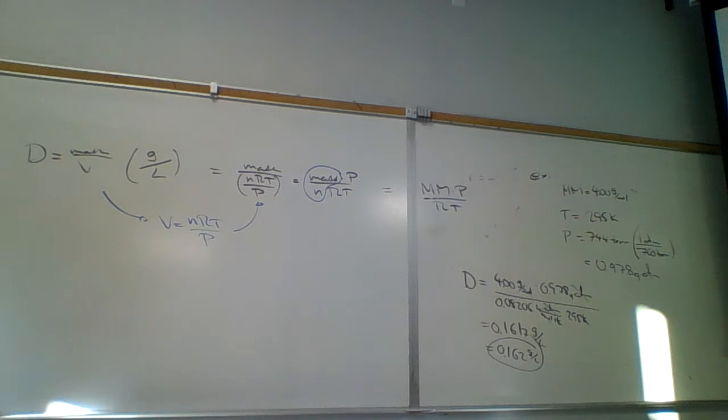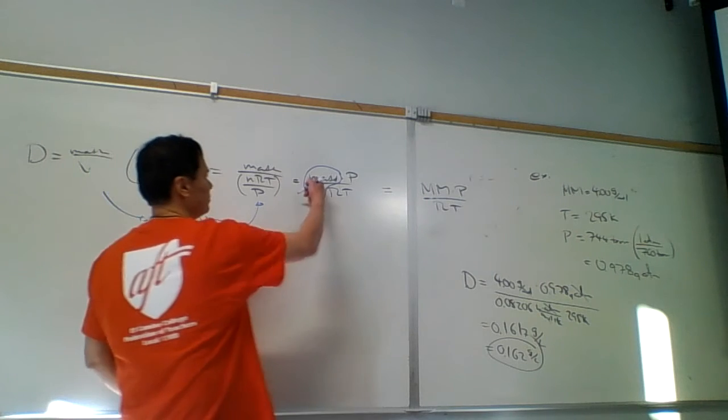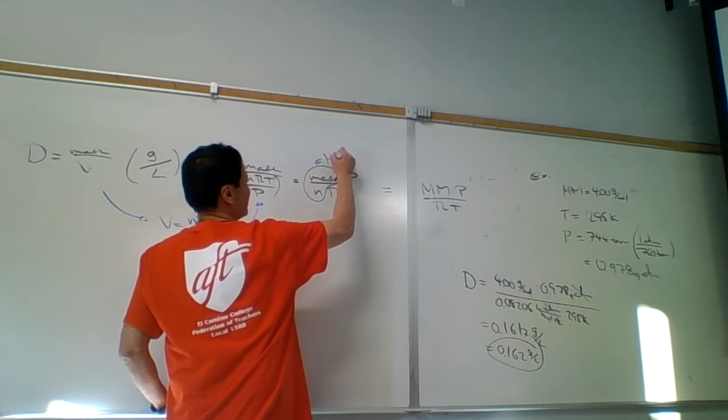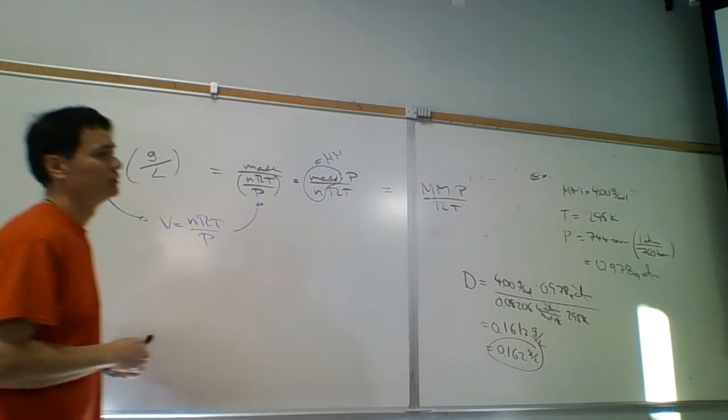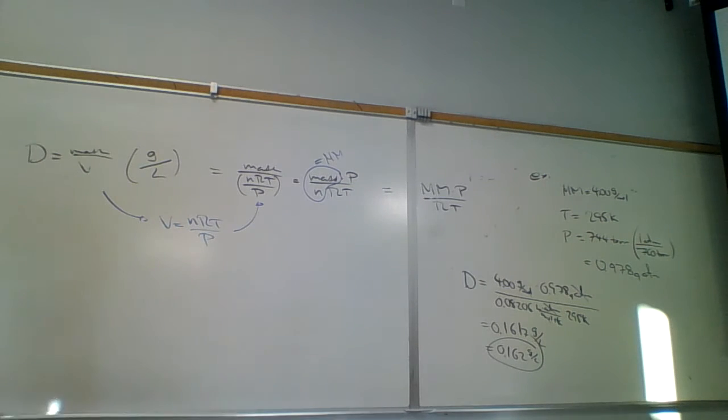Okay, so let's see what they got here. Yeah, 0.162 grams per liter. Wait, what does the MM stand for again? Molar mass. This is mass over N. Mass over N is equal to the molar mass. So this is a useful equation to know because we can calculate the density of any gas as long as we know the molar mass of that gas.